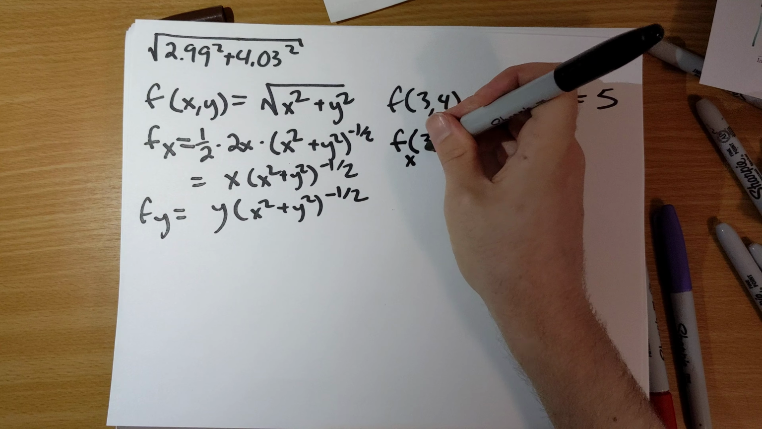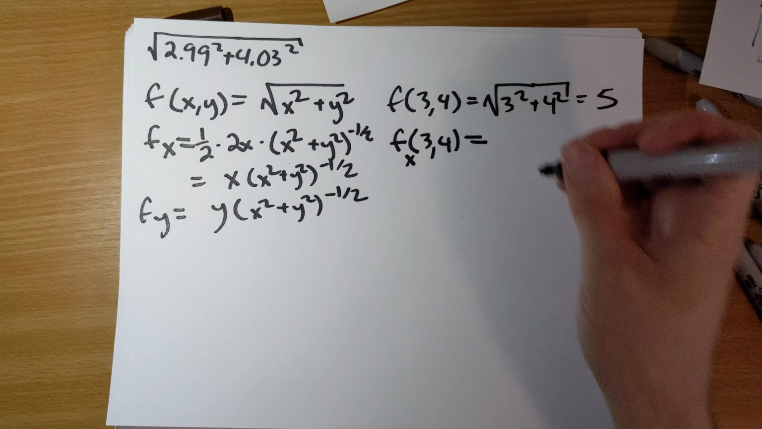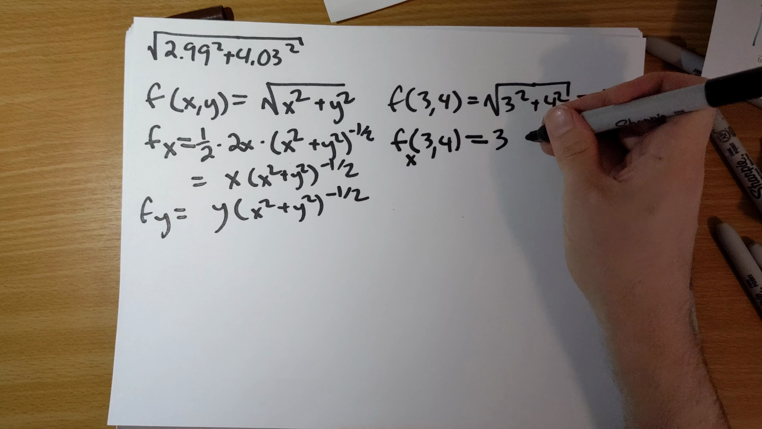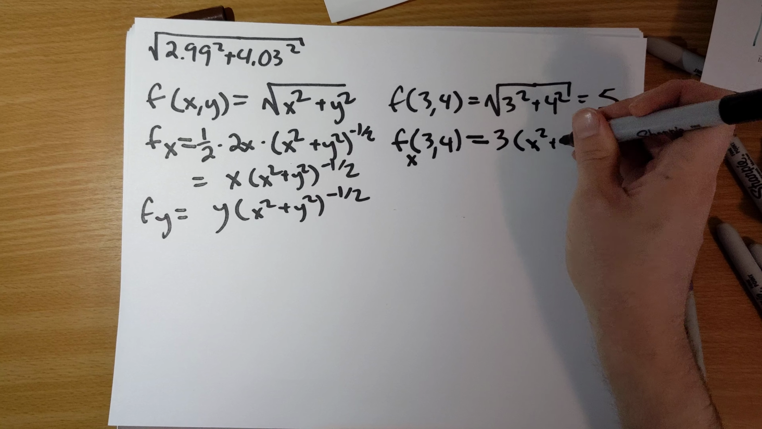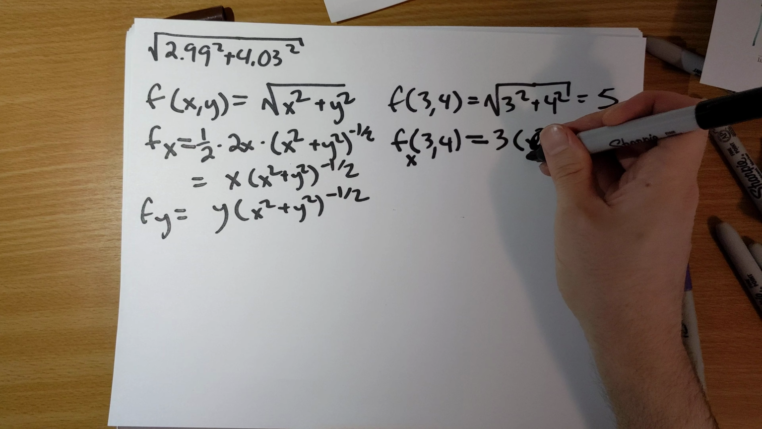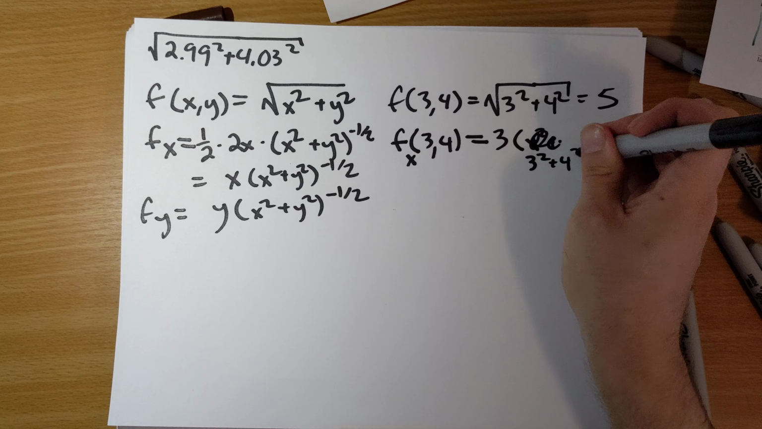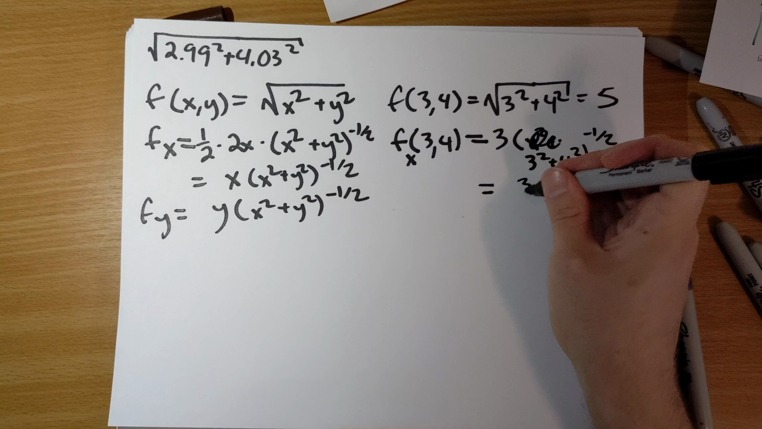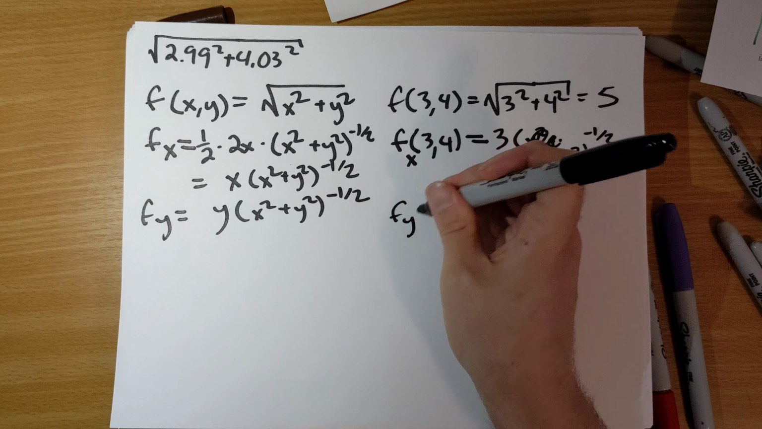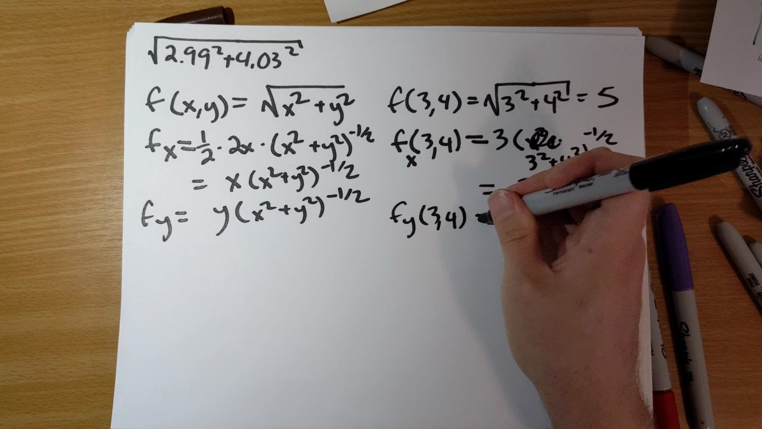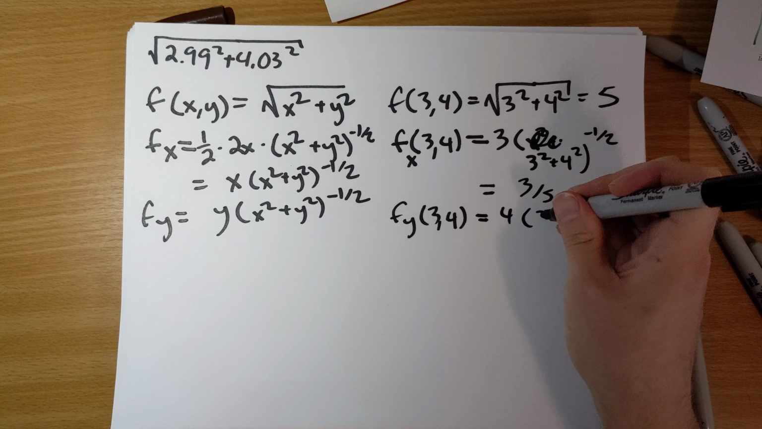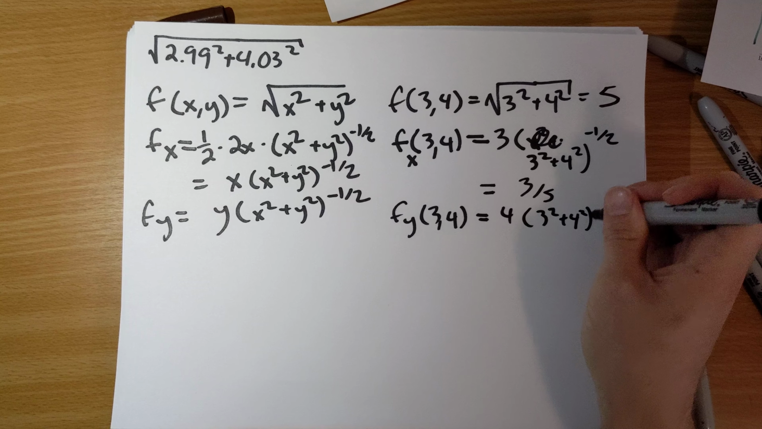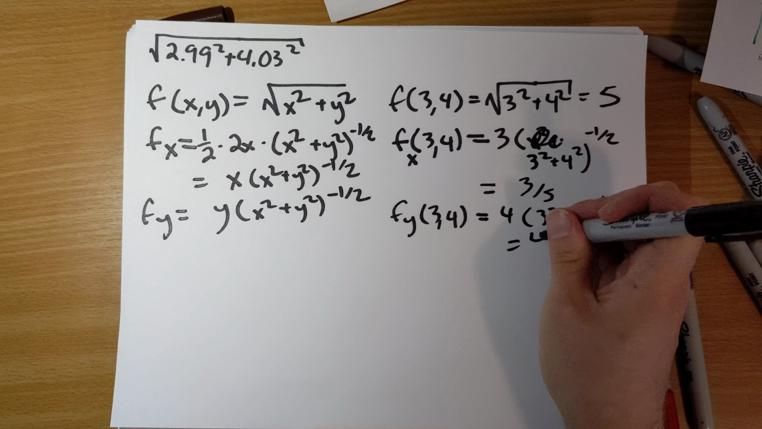The x partial derivative, evaluated at 3, 4, will be 3 times 3 squared plus 4 squared to the negative 1/2 power. So that's 3/5. The y partial derivative, evaluated at 3, 4, will be 4 times 3 squared plus 4 squared to the negative 1/2 power. That's 4/5.